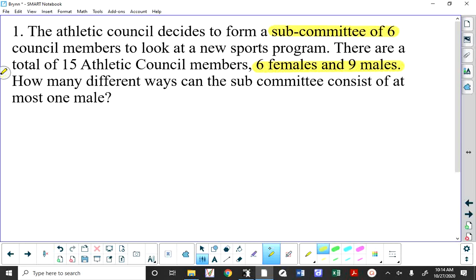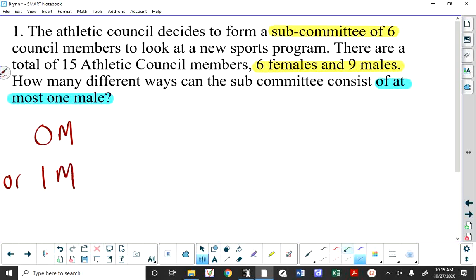What at most 1 male means is no more than 1 male. So what are the possibilities? If we cannot have more than 1 male, you could have a committee with 0 males or 1 male. You cannot have more than 1. So the only possibilities are you have 0 males or you have 1 male.